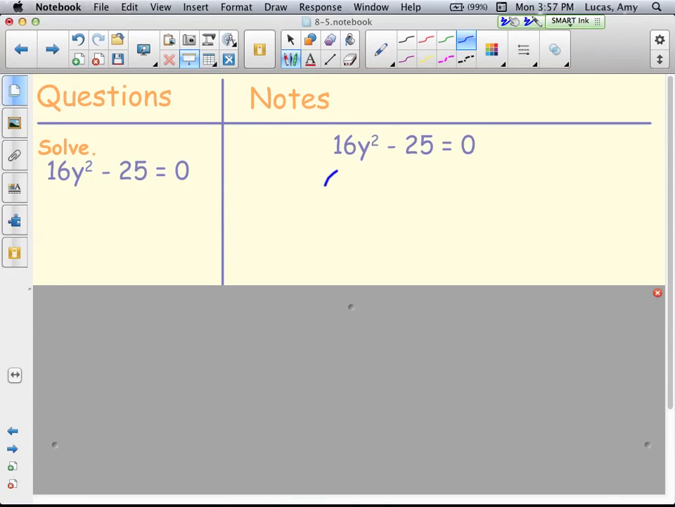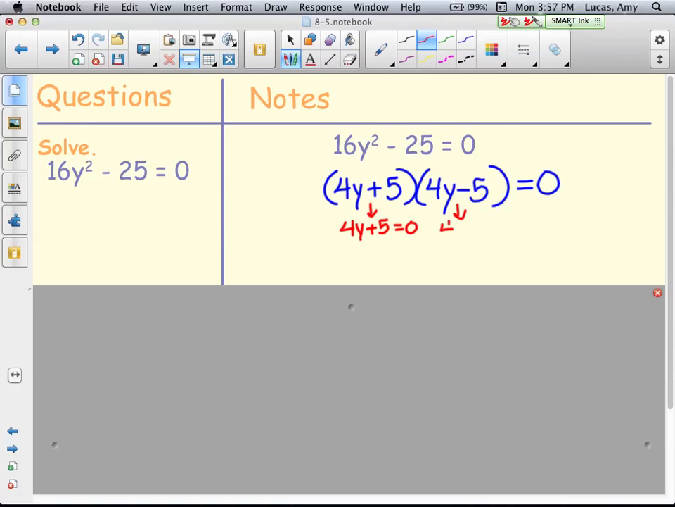Okay, our last page of notes. 16y squared, it's a perfect square for 4y, so 4y times 4y, and then negative 25 would be positive 5 times negative 5 equals 0, so the zero product property, set each binomial equal to 0, because 0 times something equals 0. So one of these binomials, to get an answer of 0 over here, one of the binomials has to be equal to 0. So we solve them both.